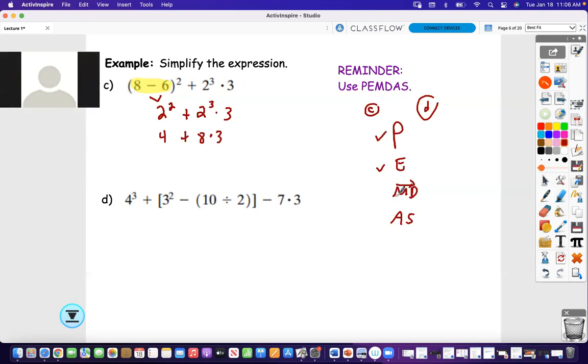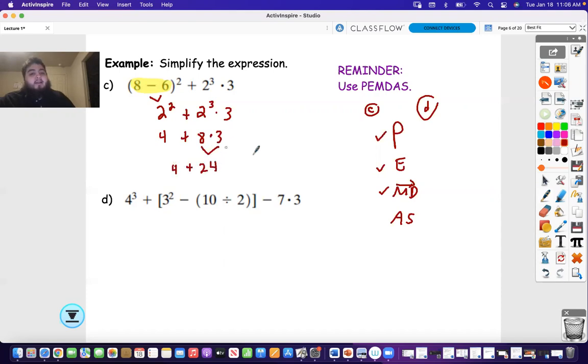Multiplication and division from left to right. Am I gonna touch 4 plus 8? No. Am I gonna touch 8 times 3? Yes. What's 8 times 3? 24. That's correct. Now, the last step is A. What do A and S stand for? Addition and subtraction. Yep. When it was 4 plus 24, and we are done.